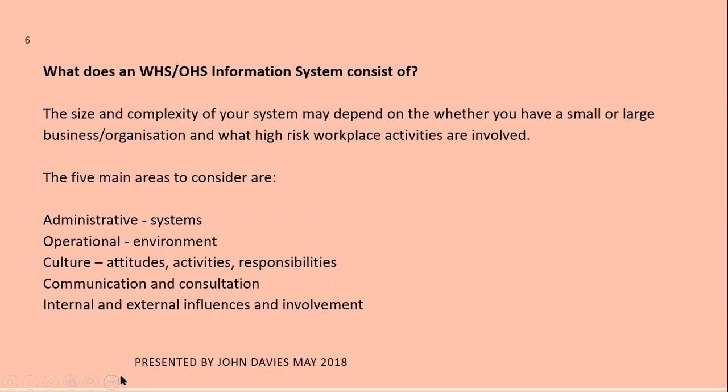So 5 areas of the system are covered by administration systems, operational environment, culture, attitudes, activities and responsibilities, communication and consultation, and internal and external involvement. Now, that external or internal involvement could be our auditing internally, and when we're going for accreditation, to use as a marketing tool to show that we, as an organisation, are moving to best practice and continual improvement.